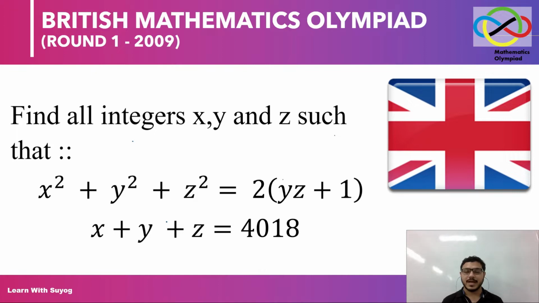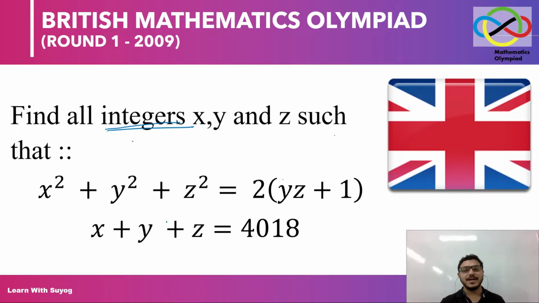This question is from British Mathematics Olympiad round 1, year 2009. Find all integers x, y and z such that x squared plus y squared plus z squared equals 2 times (yz plus 1), and x plus y plus z equals 4080. So we need to find all integers x, y and z satisfying these two equations. How can we proceed?